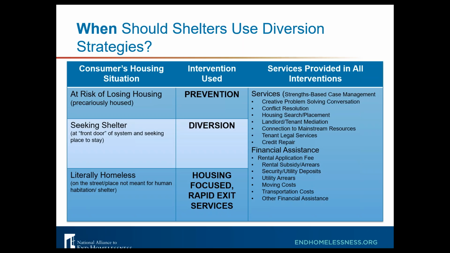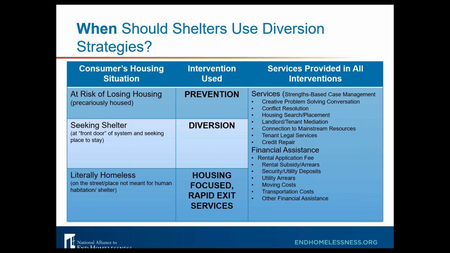Diversion should be employed when someone is knocking on the shelter door, really looking for a place to stay, looking for homeless services assistance. Once someone is literally homeless, which we will talk about in a minute, and you weren't able to divert them, they're coming into your shelter or they're living outside, that's when you want to employ housing-focused and rapid exit services in shelter and think about how to match people to housing interventions.